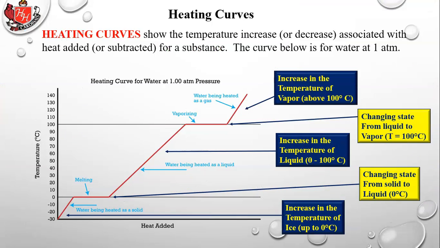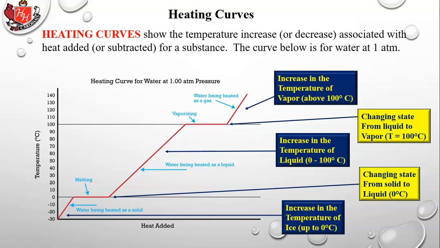So we're going to start with heating curves. Heating curves show the temperature increase or decrease associated with heat added or subtracted for a substance. The curve below is the heating curve for water at 1 atmosphere, which is the air pressure where you live right here. So let's take a look at it. Let's break it down here.